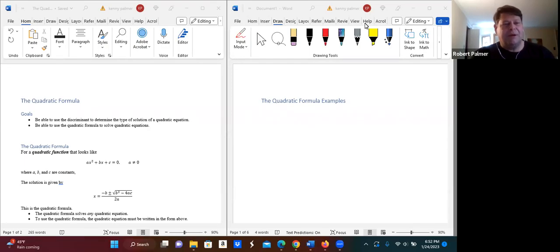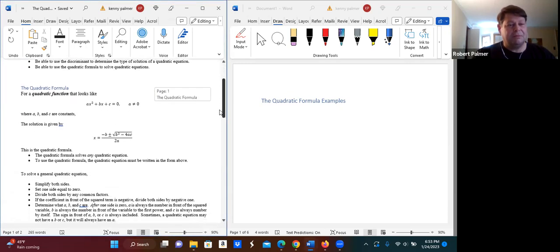Hello, everyone. Welcome back. Today, we're going to talk about the quadratic formula, how we can use the quadratic formula to actually solve quadratic equations. So our goals are to be able to use the discriminant, which is part of the quadratic formula, to determine the type of solution of a quadratic equation, and then be able to use the quadratic formula to actually solve a quadratic equation.